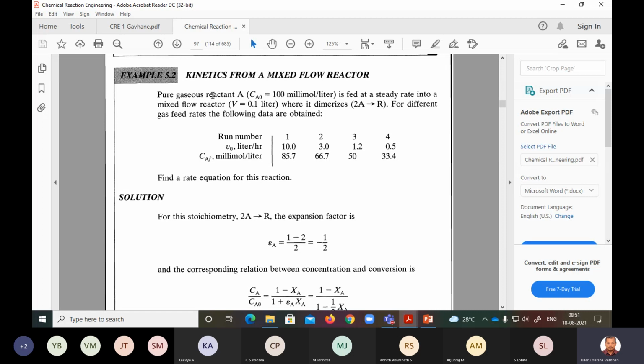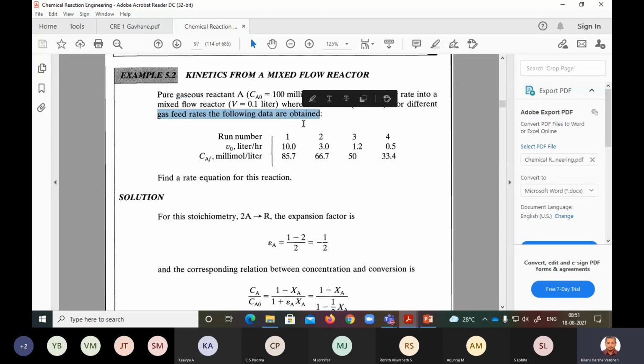Pure gaseous reactant. So he is giving you gaseous. That means you have to take the expansion factor into picture, right? So pure gaseous A, Ca0 is given as 100 millimole per liter, is fed at a steady state in a mixed reactor. So this is a mixed reactor. Volume is given, where it dimerizes. 2A gives R. So the number of moles is reduced and it is a gas reactant. So definitely there will be an expansion factor into picture.